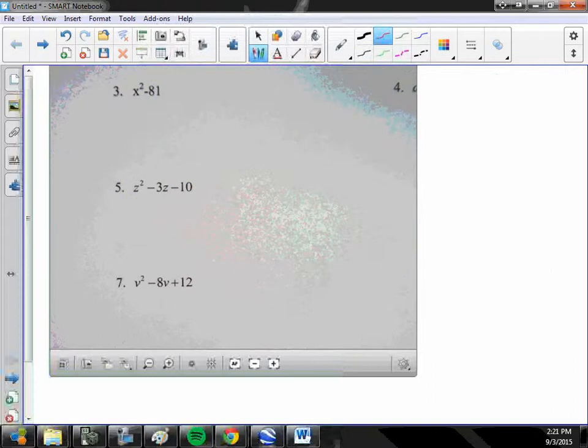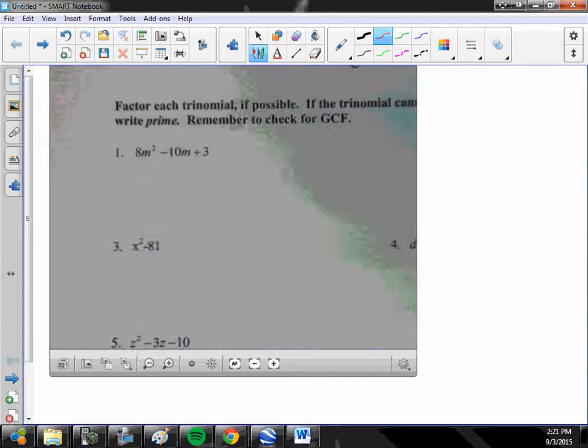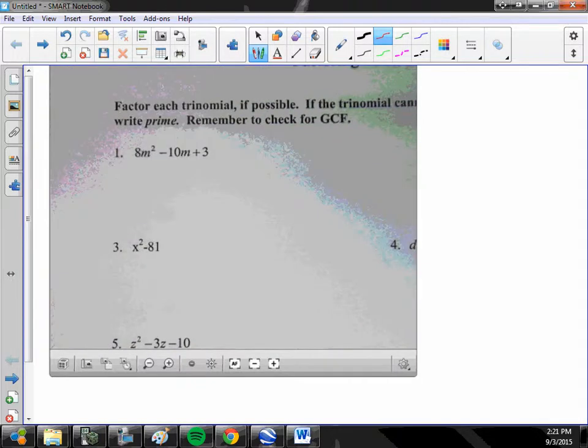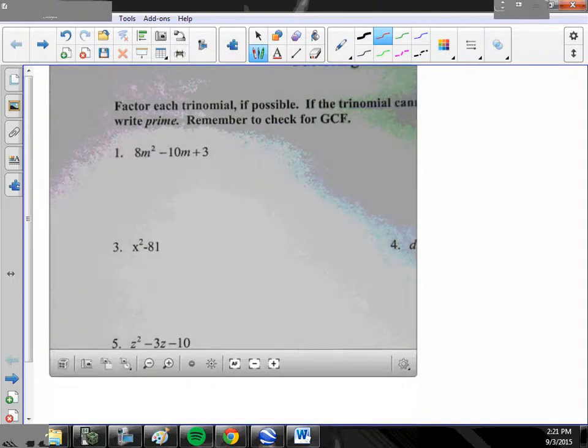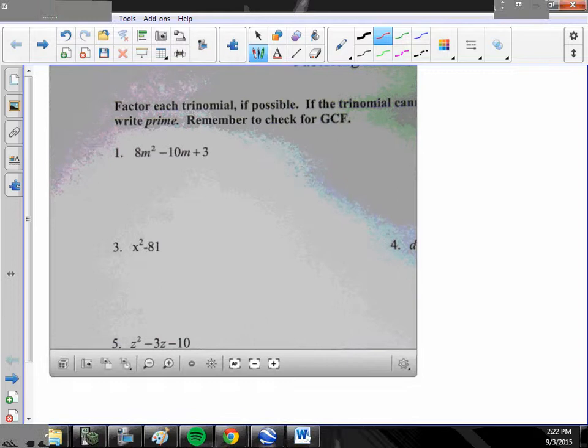All right, and then let's just do number 1. Can I pull anything out? Can I pull out the 8? No. If I could, I'd pull it out and then I'd factor what was left. And that coefficient that came out would still be part of the answer.